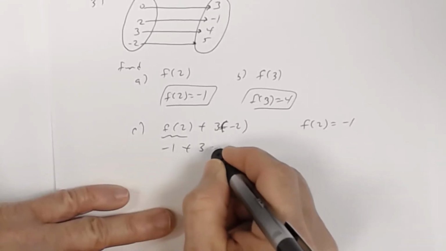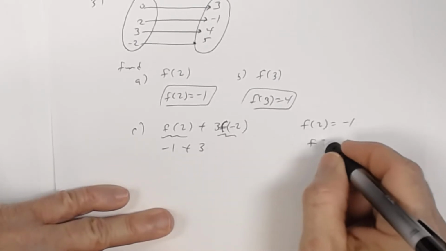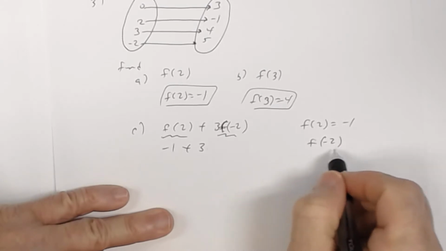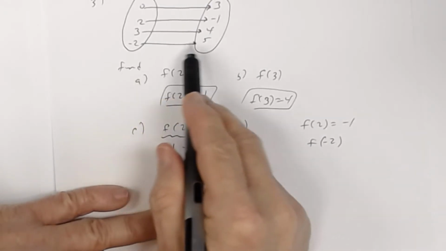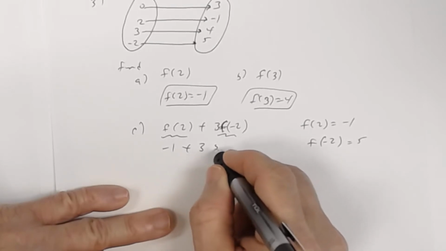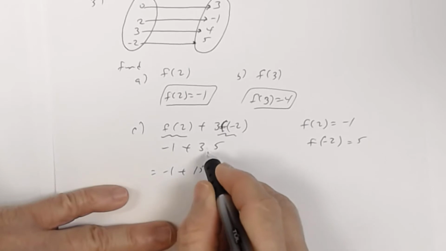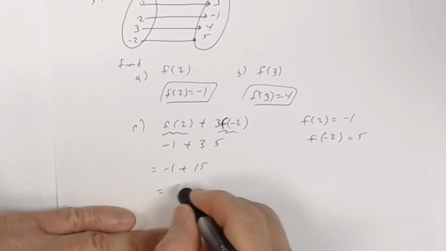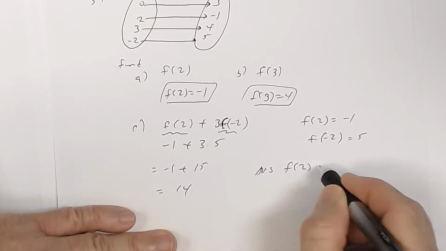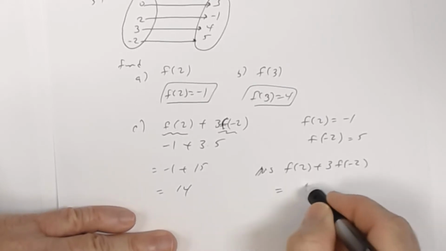Plus 3 times, and then we have to figure out what f of negative 2 is. So f of negative 2 means what's the y value when x is negative 2? When x is negative 2, my y value is 5. So it becomes 3 times 5. And so I get negative 1 plus 15, right? 3 times 5 is 15, which gives us 14. So therefore, the answer: f of 2 plus 3 f of negative 2 will equal 14.